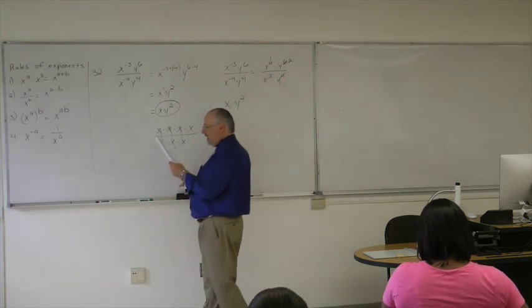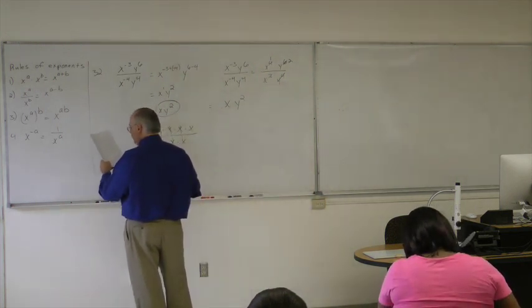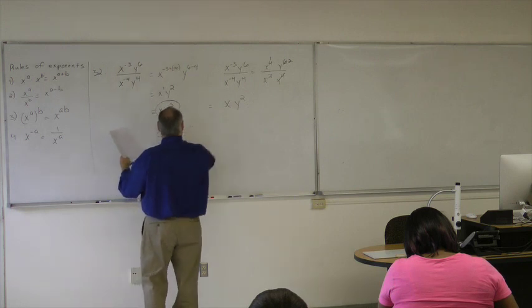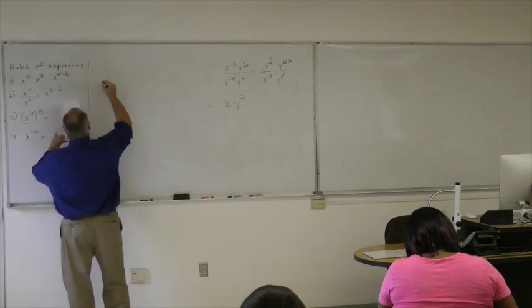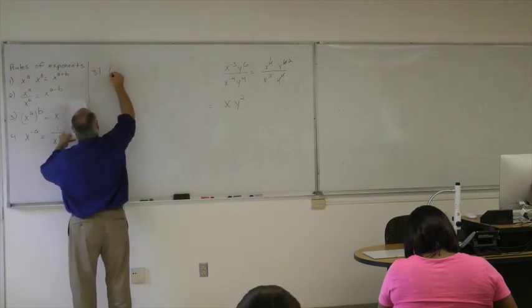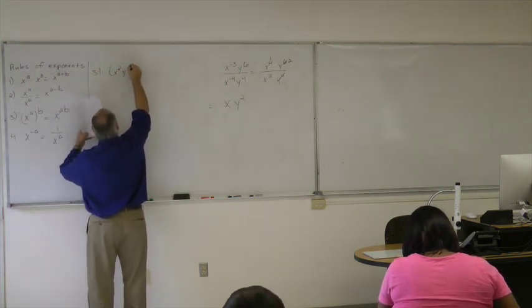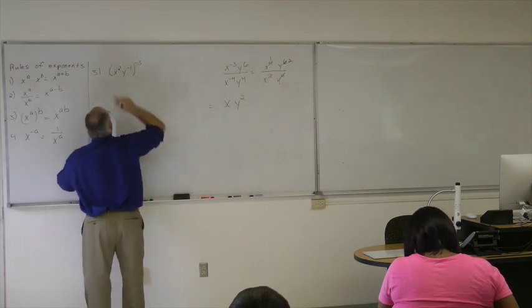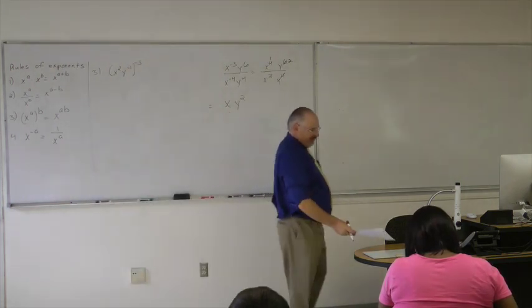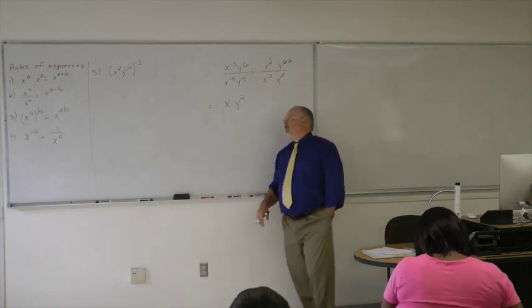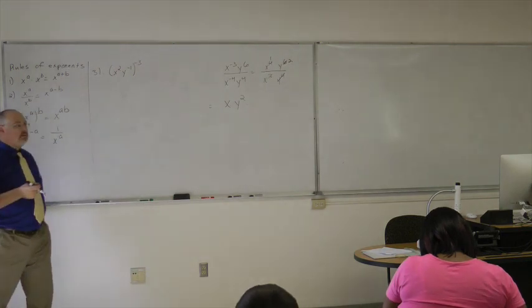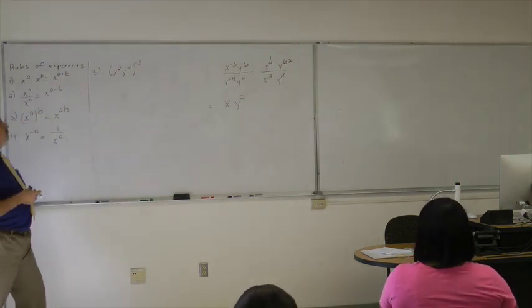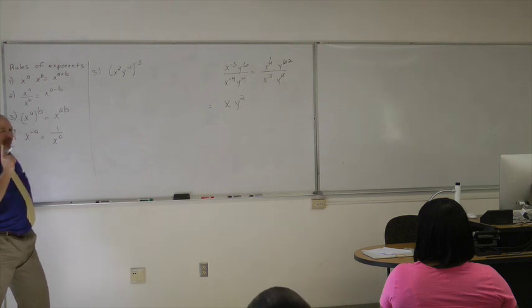All right, so if we were to take something like number 31: x squared y to the minus 1, all to the negative 3 power. So what do you think the best way to do this particular problem is? Do you remember negative exponent? Okay, but the issue is, what's the best way to get rid of that negative?